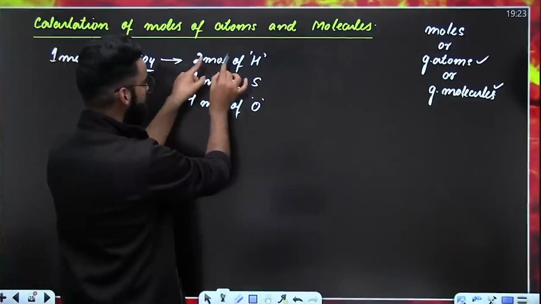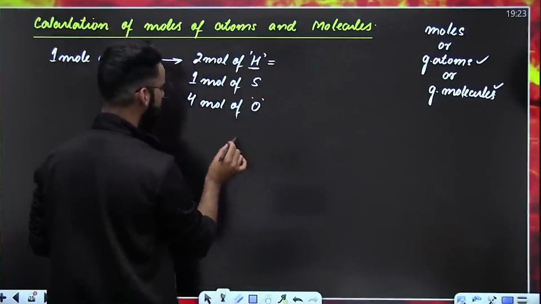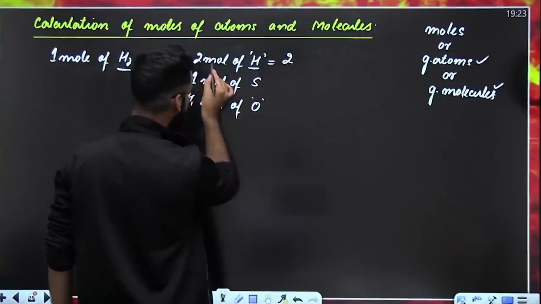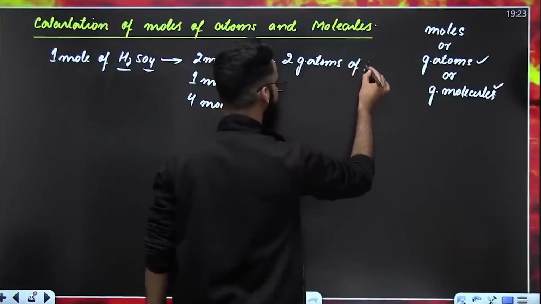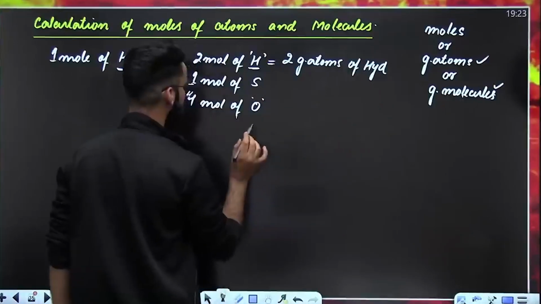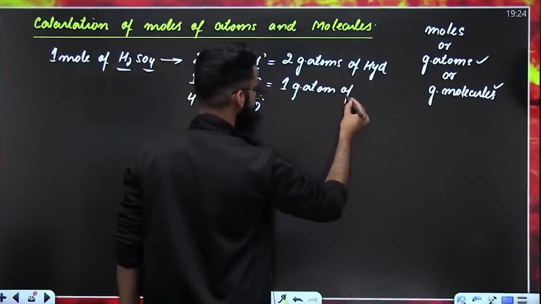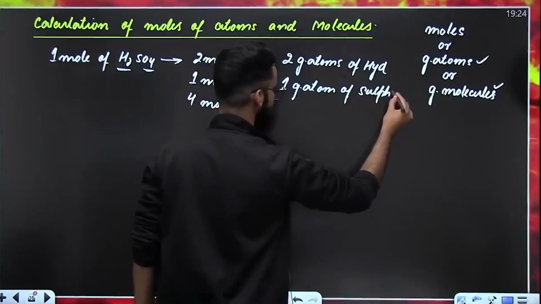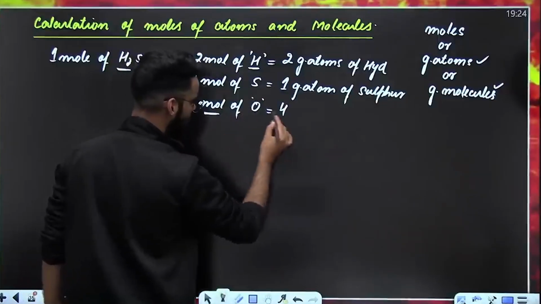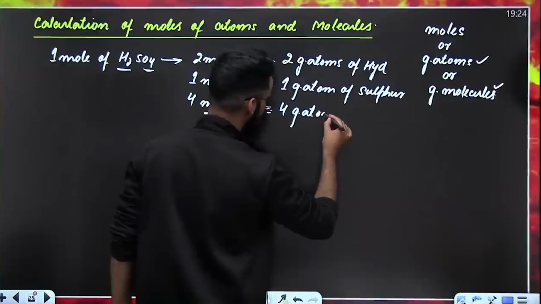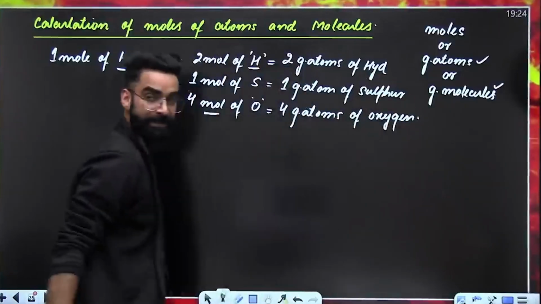1 mole of H2SO4 contains 2 moles of hydrogen. Hydrogen here is in atomic form. Since hydrogen is in atomic form, I can write, instead of moles, 2 gram atoms of hydrogen. Right? Perfect. I can write 1 gram atom of sulfur. Right? Here oxygen again is in atomic form. I can write, instead of moles, 4 gram atoms of oxygen. I hope it's super clear to you.